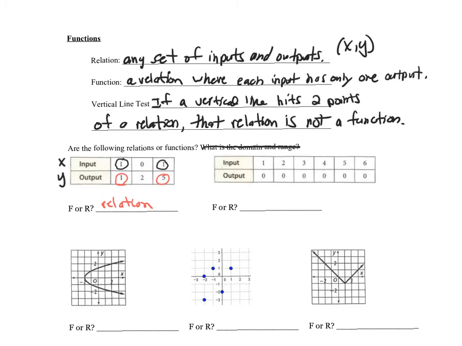Any set of inputs and outputs is a relation. So we're only looking for the more specific case here of a function. For the second example, you'll notice that all of the inputs, which are the x's, remember, all of the inputs are different. Okay, so if that's the case in a table, it's automatically a function. To not be a function, one of the inputs would have to repeat and then have a different output with it.